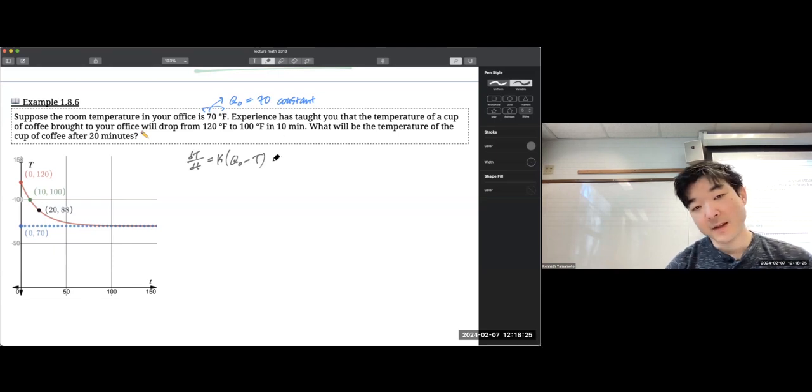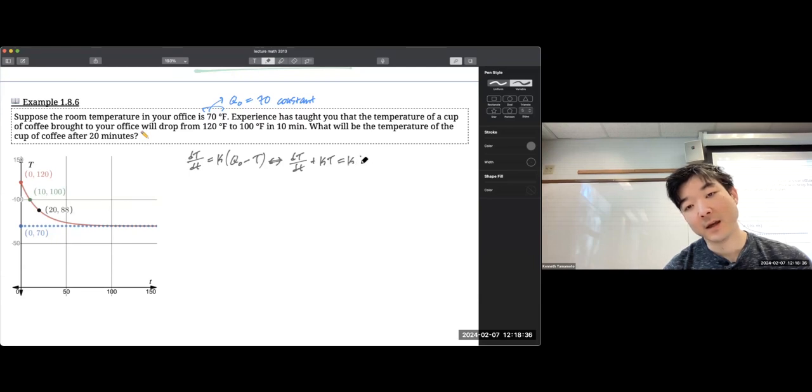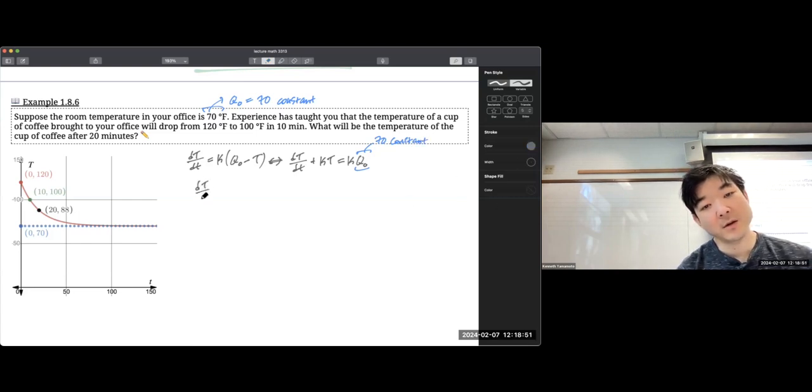And this, if you wrote it in standard form, would have been this. You have the K times negative T, which is going to give you positive KT on this side, and you have K Q naught on this side. And for our problem, we are going to say that this Q naught is 70 and it's going to stay constant. So because of that, our differential equation will end up being dT/dt plus kT is equal to 70.